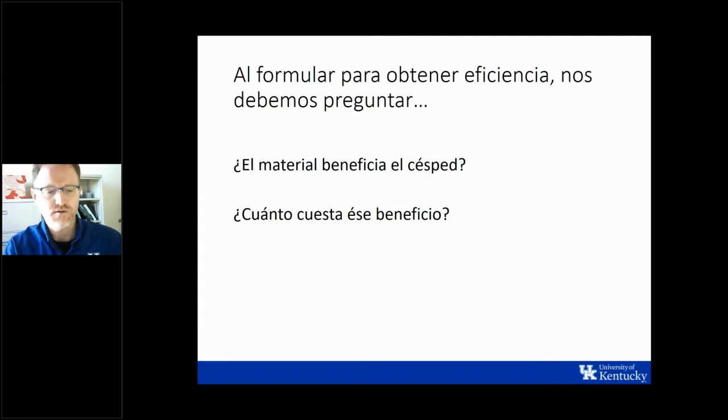What we reserve for other presentations is what the influence of those finished products or raw materials is on, say, phytotoxicity or environmental risk, and other criteria that are important for consideration. But in this presentation, we'll only be looking at the benefit to the turf and how much that benefit costs.